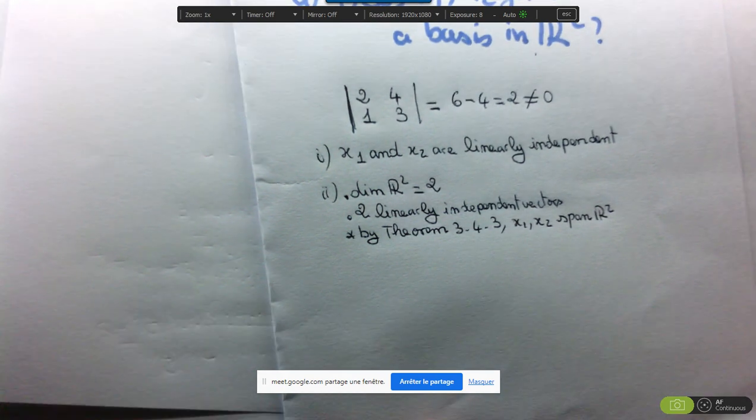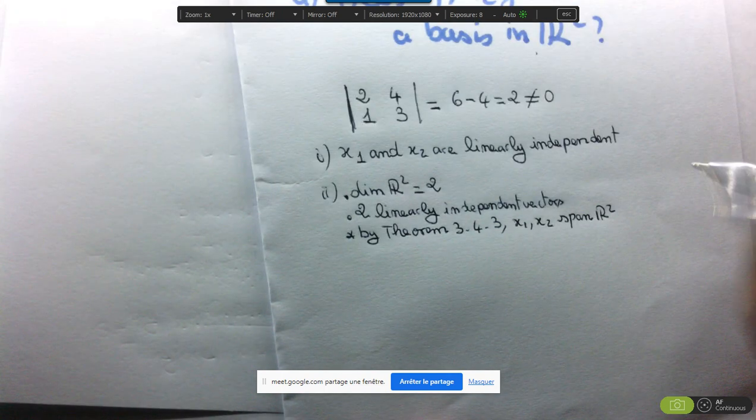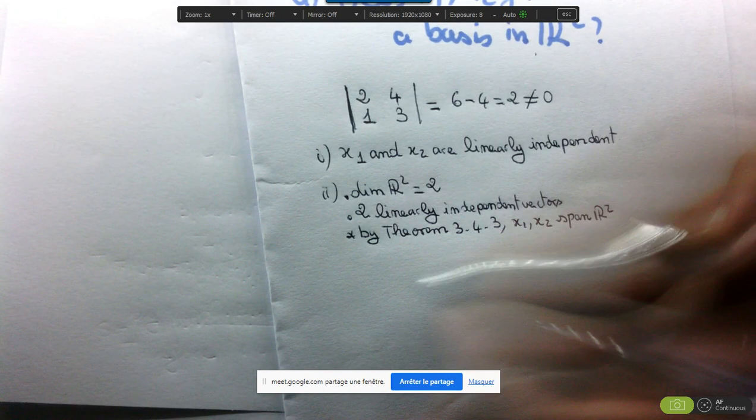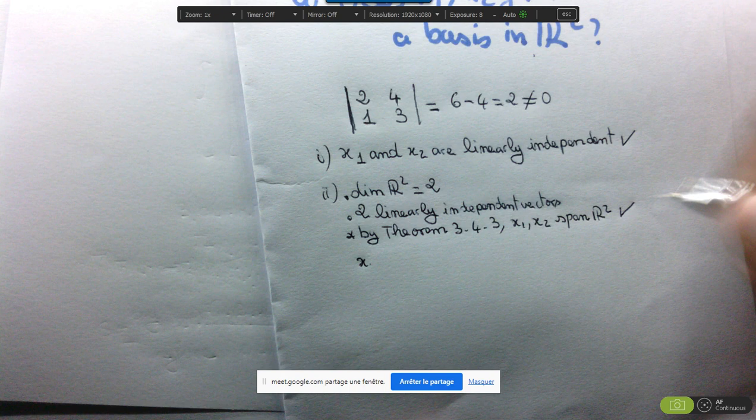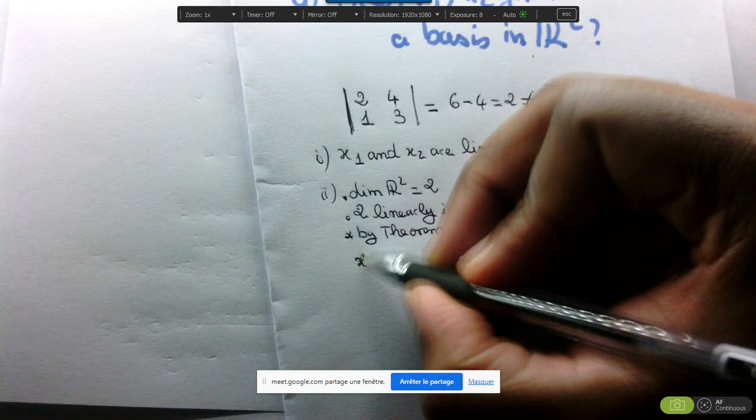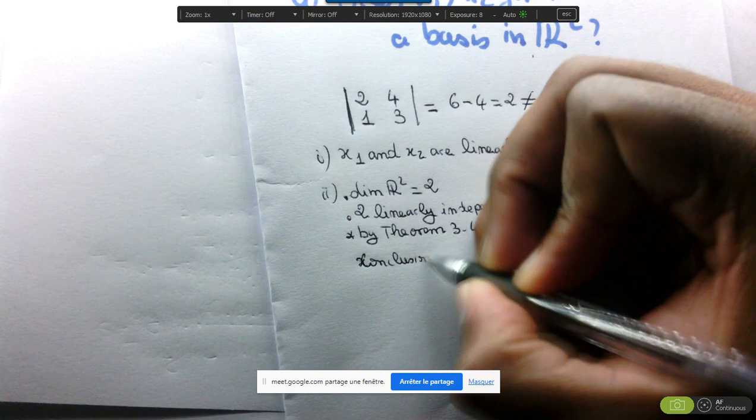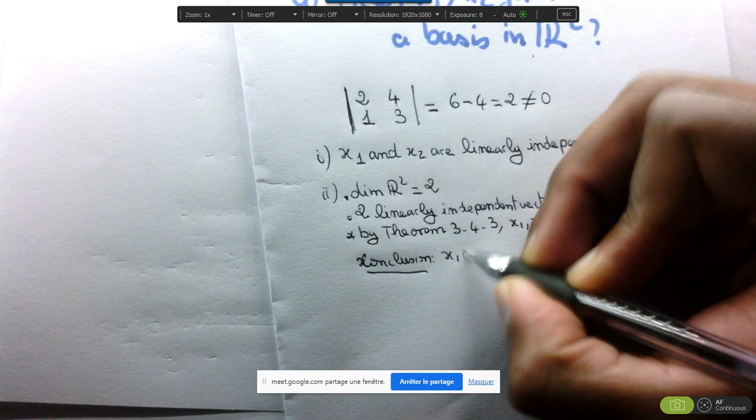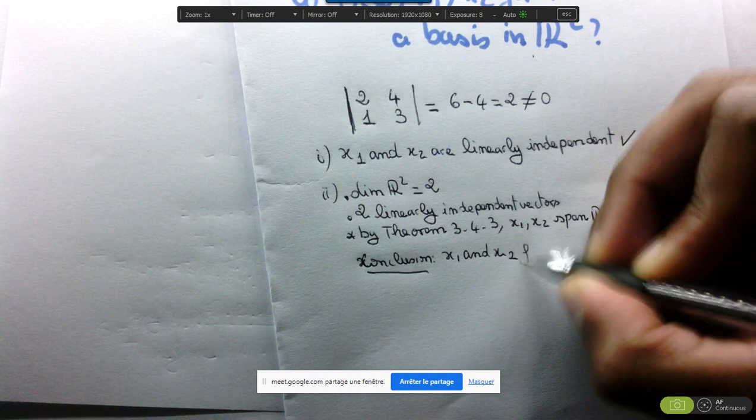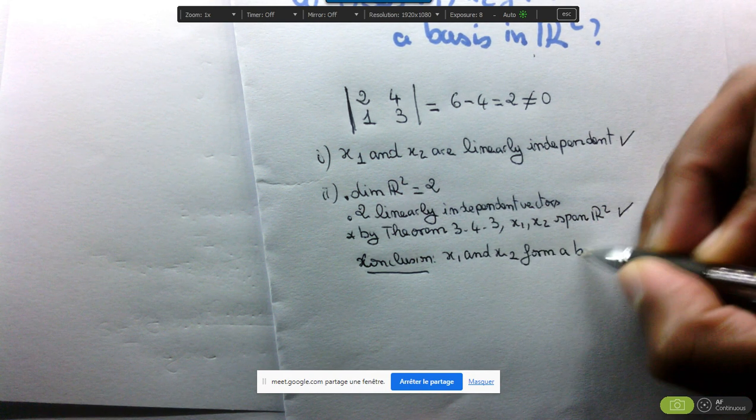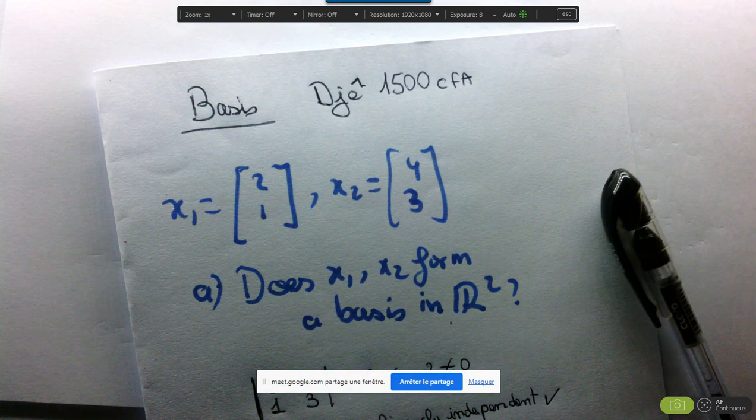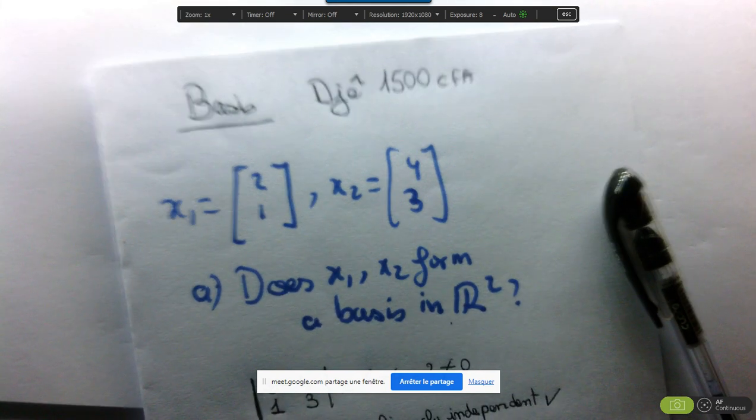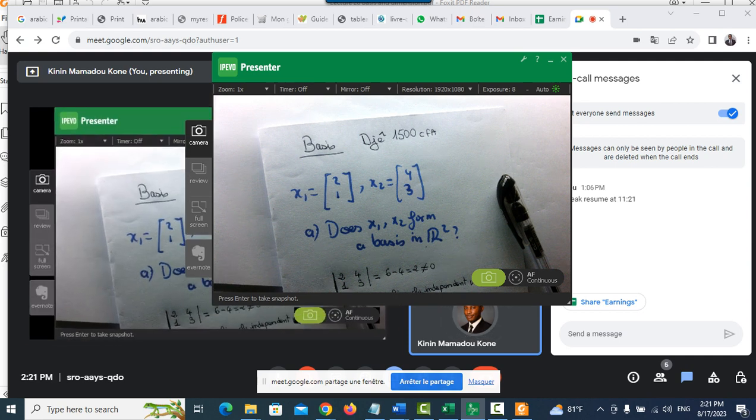Okay, and based on that, we have x1 and x2 are linearly independent. x1 and x2 span R2. As a conclusion, x1 and x2 form a basis in R2. Alright, so that's how we can justify that two vectors are forming a basis. So yes, your answer is correct.